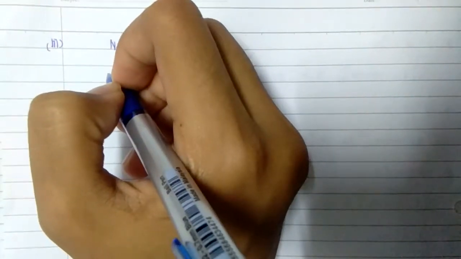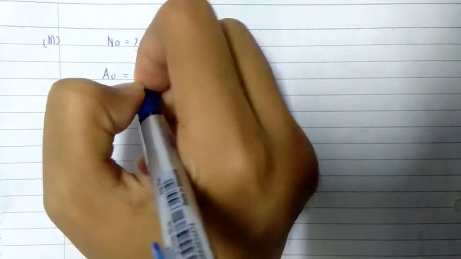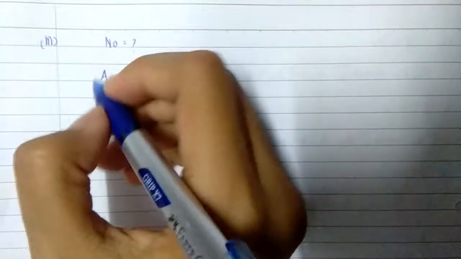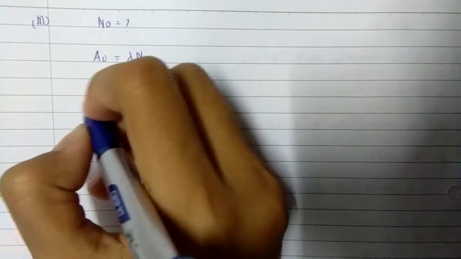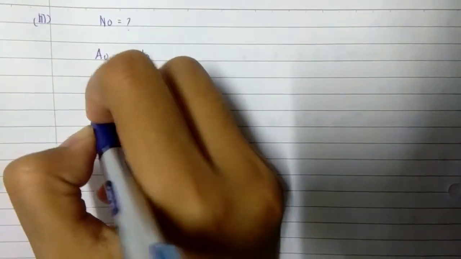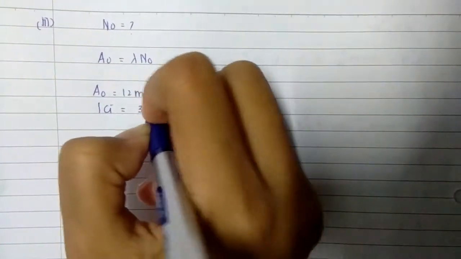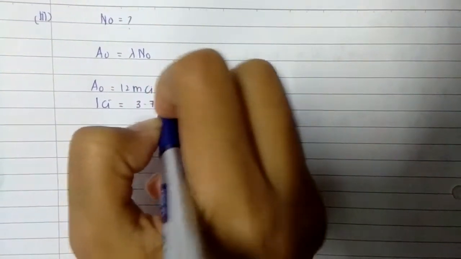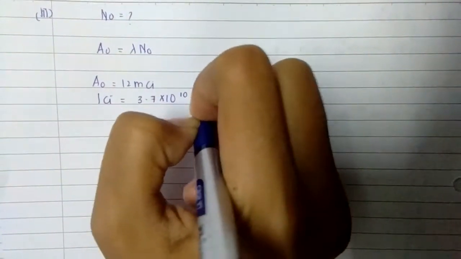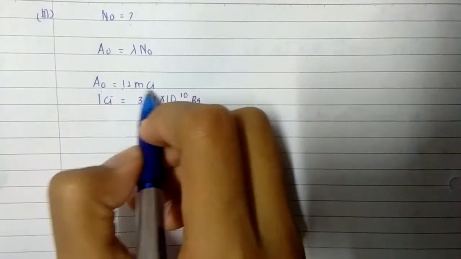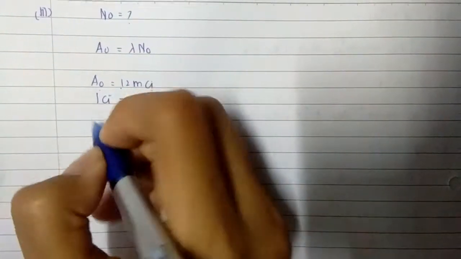C3. Calculate the initial number of nuclei in the sample. The initial number of nuclei in the sample is N naught. To find N naught, use the formula A naught is equal to decay constant times N naught. The A naught given is 12 millicurie. So, by using the unit conversion given, change A naught to decay per second.